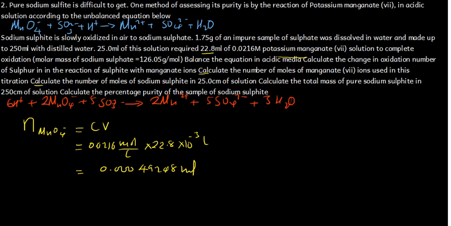Okay, now the other question is calculate the number of moles of sodium sulfite in 25 milliliters of solution. Now get this, sodium sulfite from this point which is here, sodium sulfite is slowly oxidized by air. 1.75 grams of impure sample of sodium sulfite was dissolved.